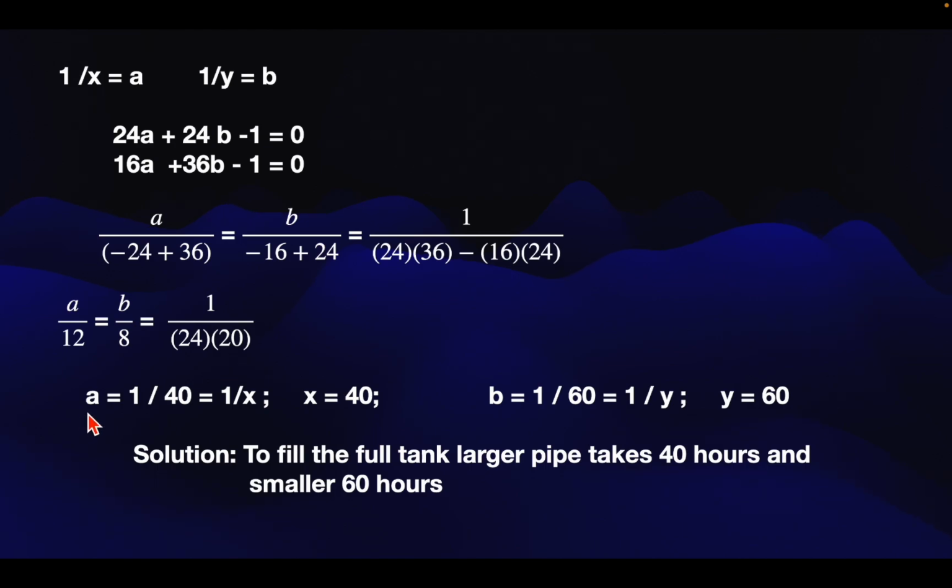So you get here a is equal to 1 upon 40, but that is 1 upon x. Therefore 1 upon x is equal to 1 upon 40 and x is equal to 40. Similarly, b is equal to 1 upon 60 is equal to 1 upon y. So y is equal to 60. So it takes the larger pipe 40 hours and the smaller pipe 60 hours to fill the tank. So here we come to the end of the exercise. Please go through the video once again, pause the video in each sum and practice them.